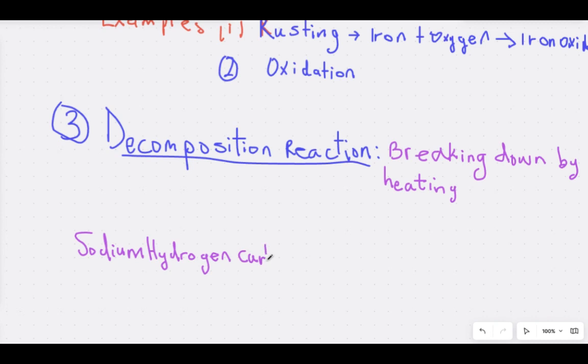If you heat it, it's going to break into smaller compounds. This is a very large compound, right? Sodium hydrogen carbonate. So if you heat this, you're going to break it down into smaller compounds. We call it baking soda. The baking soda you buy every time, its real chemistry name is sodium hydrogen carbonate.